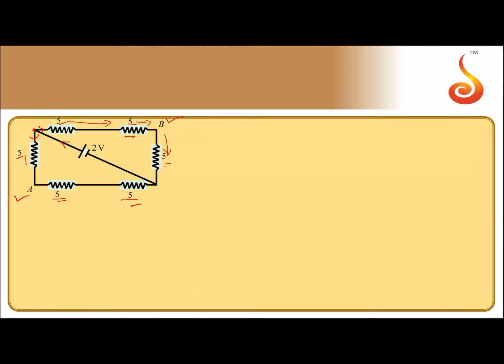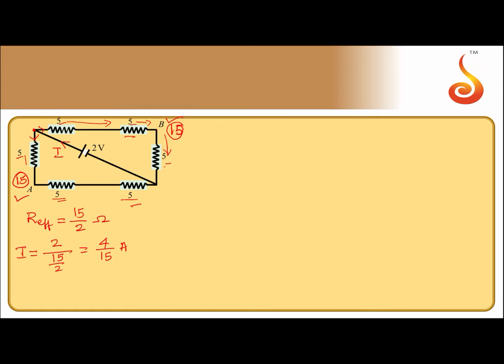So 5, 5, 5 are in series. Effective will be 15. So this side also 15. So 15, 15 are in parallel. Effective resistance across the battery will be equal to 15 by 2 ohm. Then if I call I the current drawn from the battery, then I is equal to 2 volt divided by 15 by 2, that is 4 by 15 ampere.